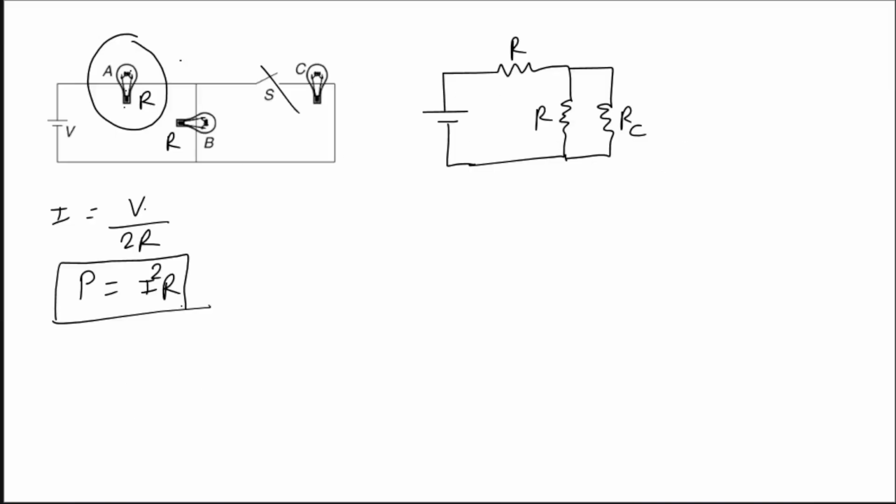Done it? And here we need to use one concept of parallel combination. We know that when we are combining two resistors in parallel, then R equivalent will be less than each individual resistor.